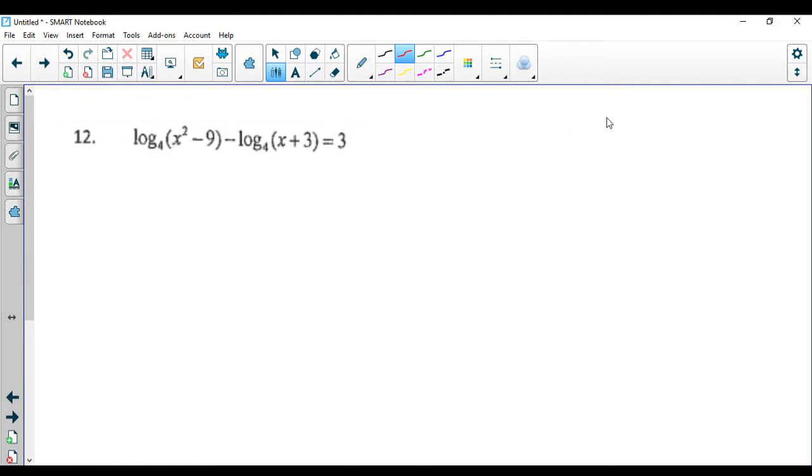This next example, number 12, is a little different. We have a couple of logarithms over here on the left side. We don't have any logarithms on the right side, though. So my goal initially, since I have 2 logarithms here, is to simplify this into 1 logarithm. And those 2 logs right now are being subtracted, so I know I can combine them by dividing their values.